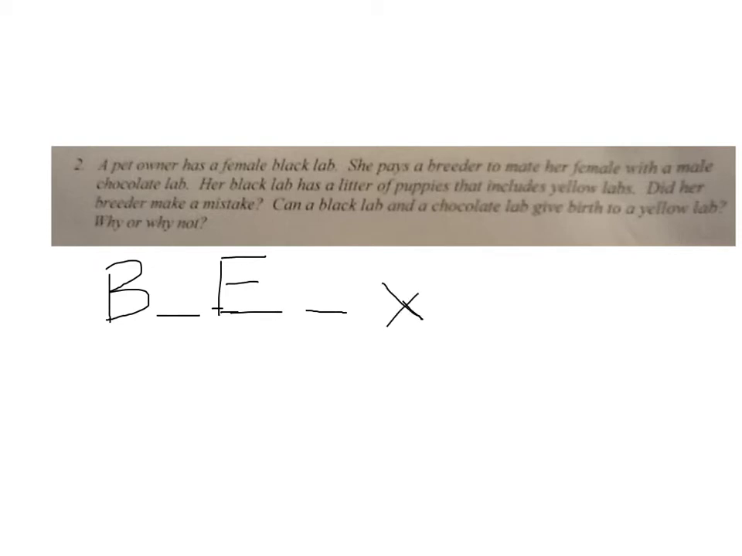We're going to cross that with a chocolate lab. Now, chocolate labs we know they're little b, little b right here. Okay, since this is not a yellow lab, we know it's at least one big E, but we don't know what's going on in the second allele.